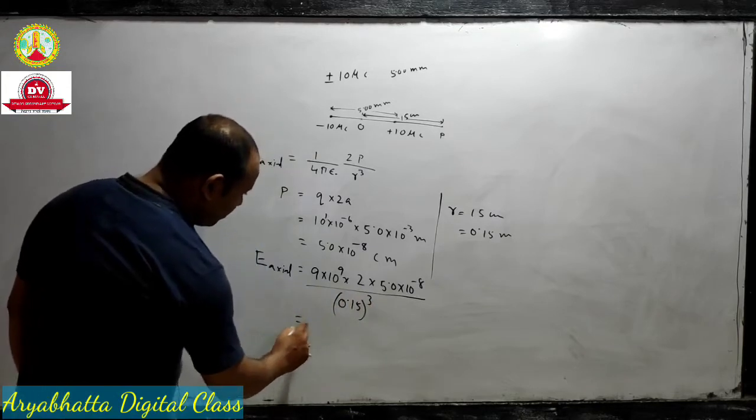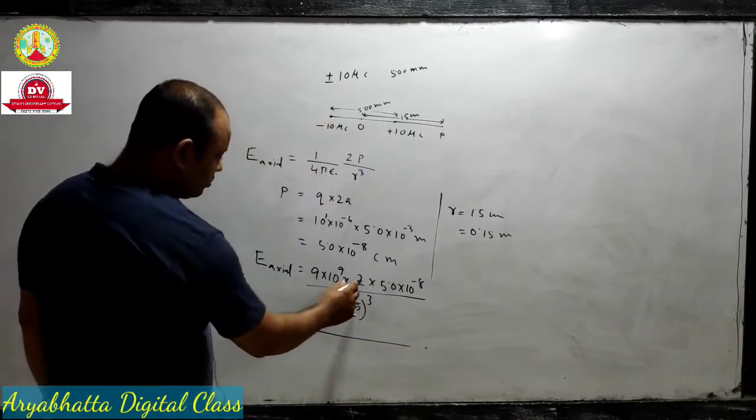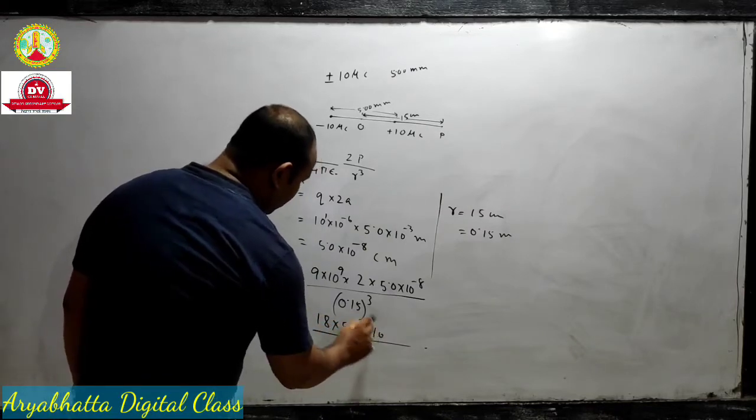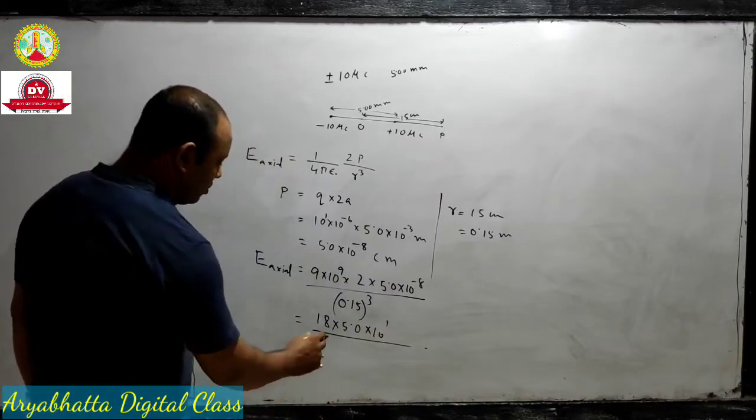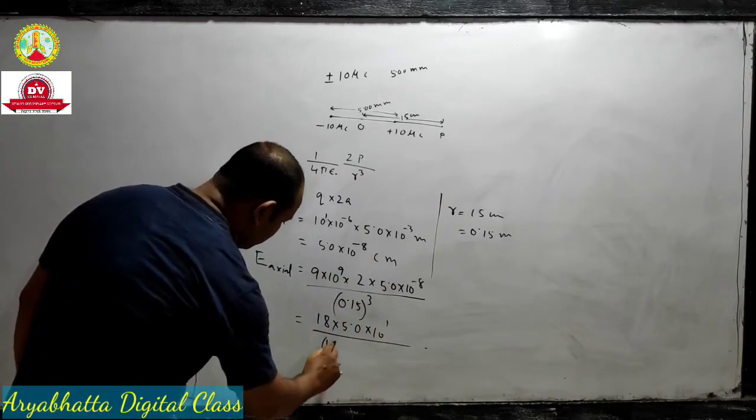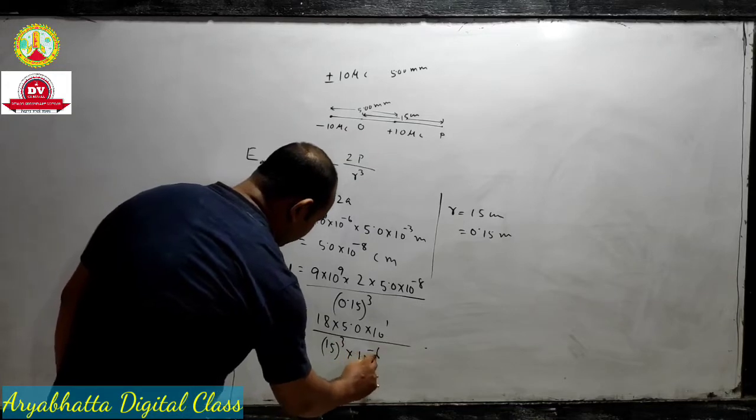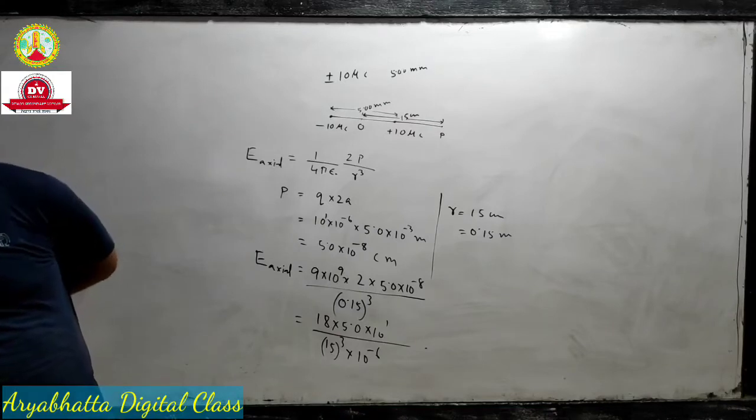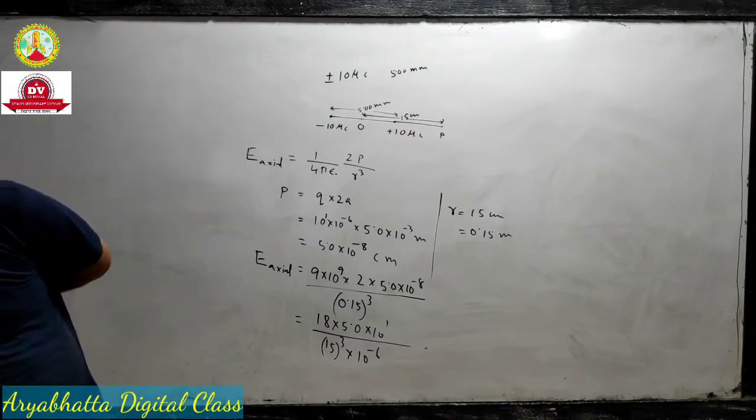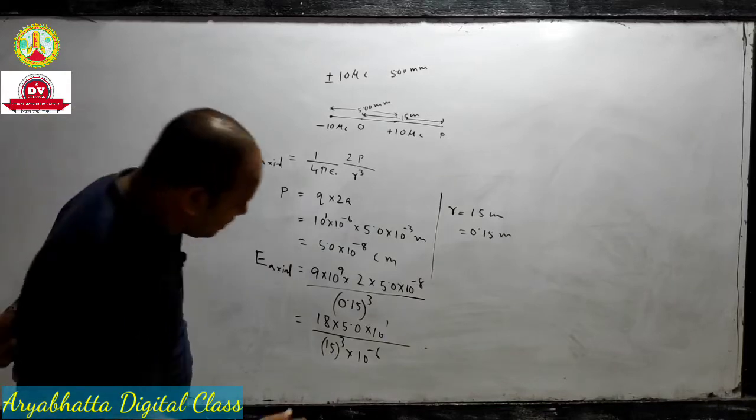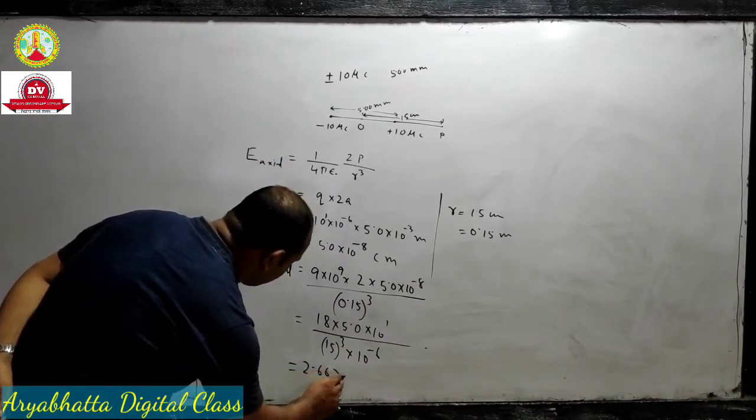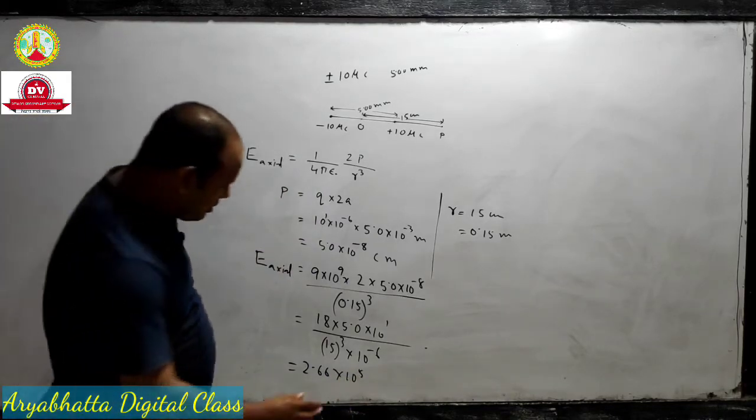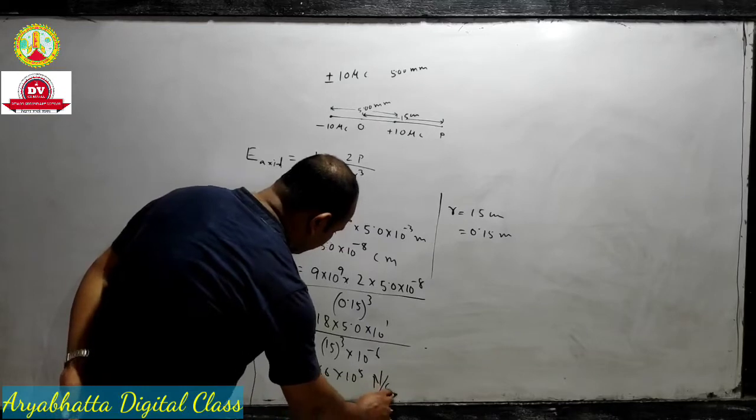Okay, so it will be 2 9s are 18 into 5.0 into 10 to the power 9 minus 8, which is 10 to the power 1, divided by 15 cube into 10 to the power minus 6. Okay, if we simplify, the answer will be 2.66 into 10 to the power 5 Newton per Coulomb.